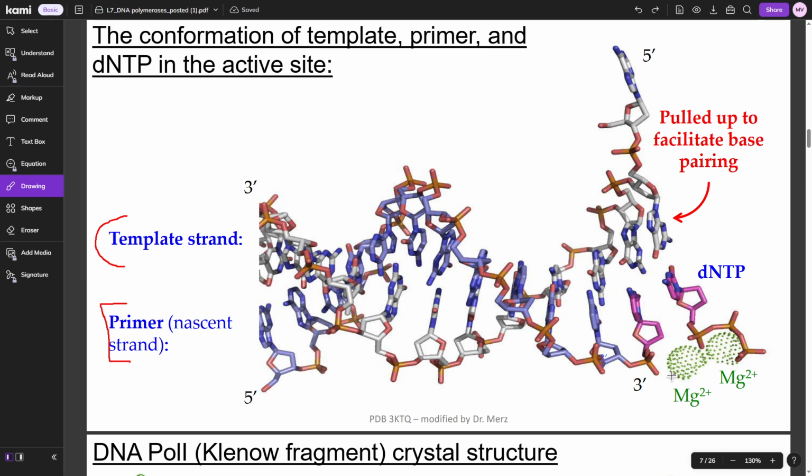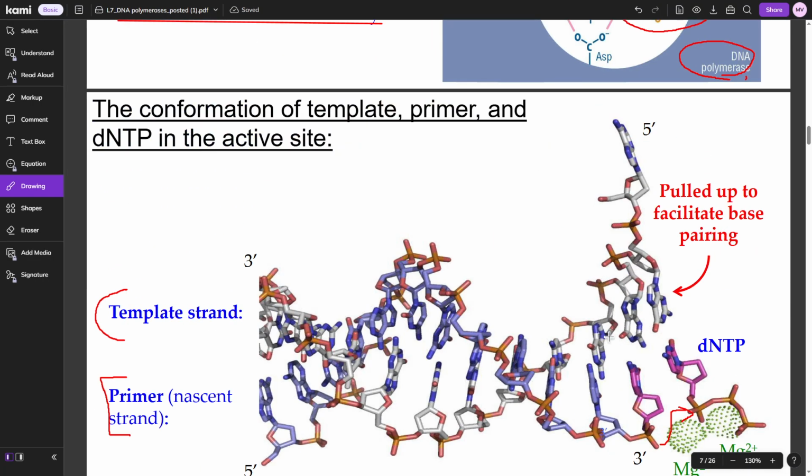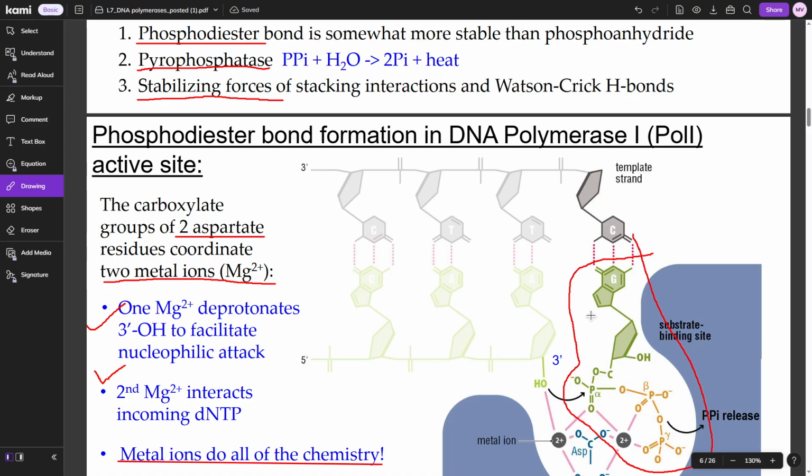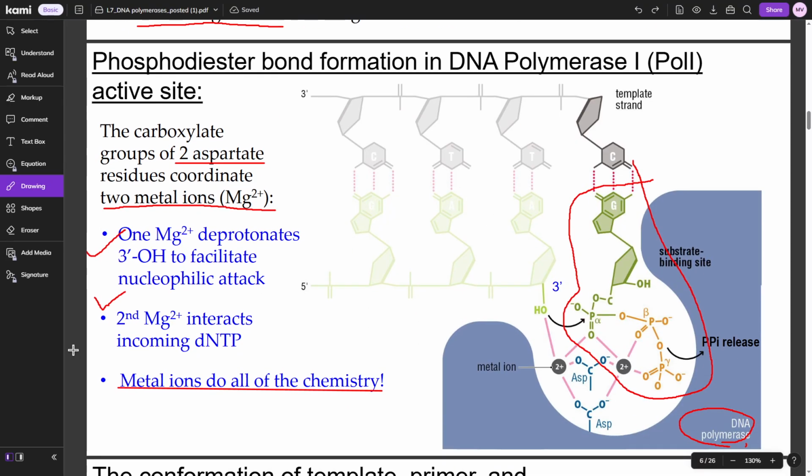This magnesium here is actually going to be used to pull off one of these OHs right here. This OH here, that 3' OH, and then you're going to use the OH that you got from here to attack here, basically. But I wouldn't worry too much about this image. As long as you understood what I was talking about up here, in this section, you're good to go for this.